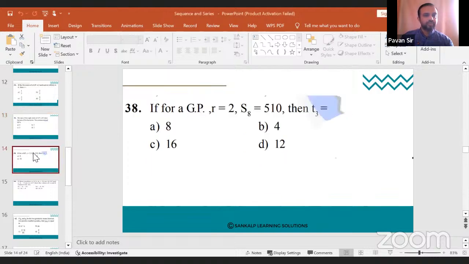Next question. For a GP, R is equal to 2. S8, that is sum of 8 terms, is 510. What is the third term, T3? Again, 1 minute time for you. Try to solve it.